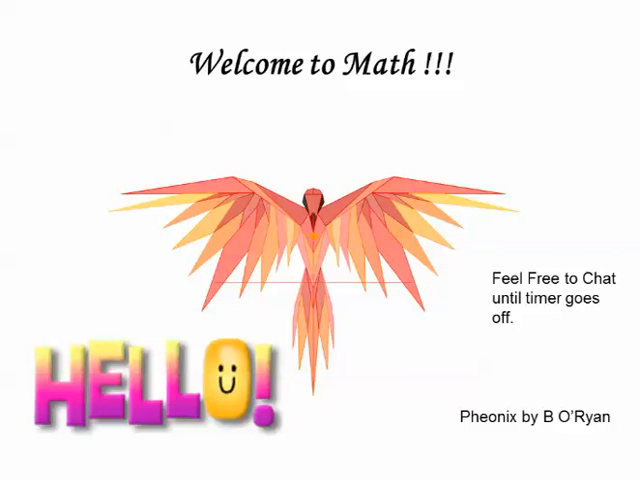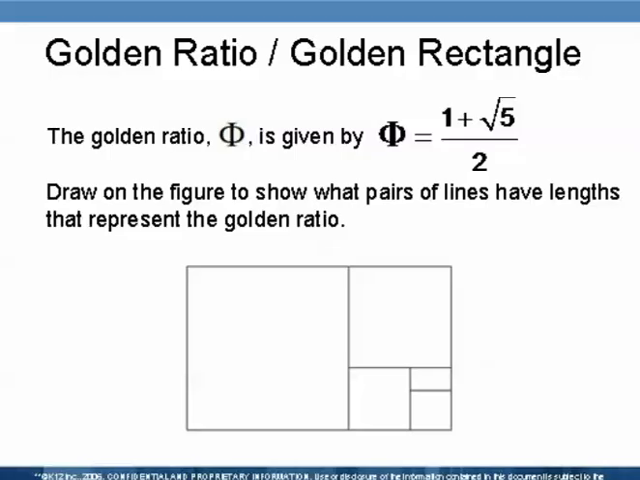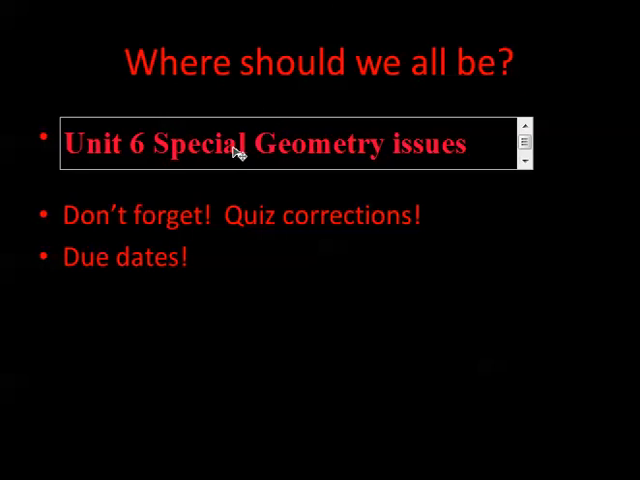Where are we in the course? Well, we're looking at the last unit. Yay! The last unit. It's got some special geometric issues that we need to address to have fully covered everything in geometry. A lot of these topics would not have been on the EOC for geometry. They're not really major issues, so I'm not going to spend a lot of time on any one of them, but I will cover them.